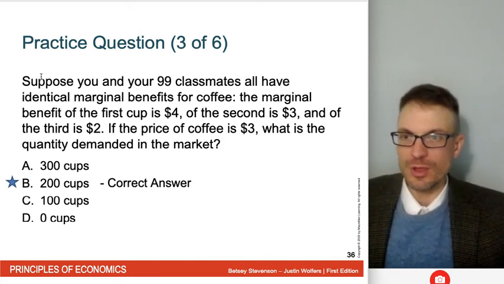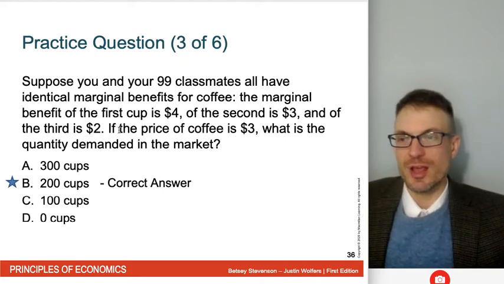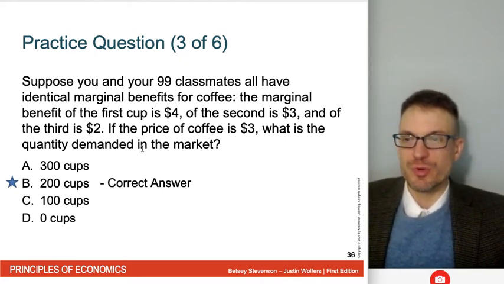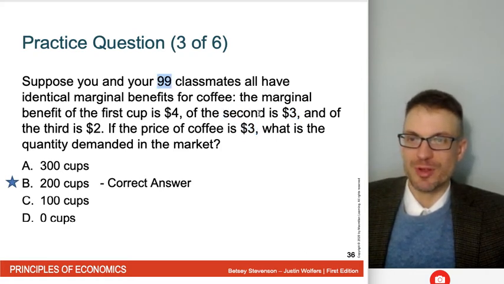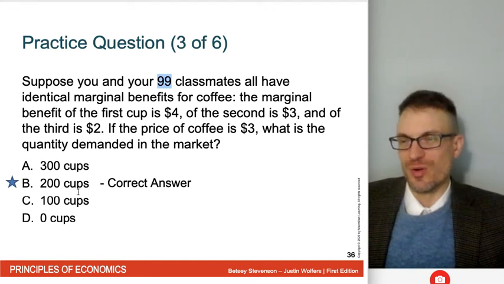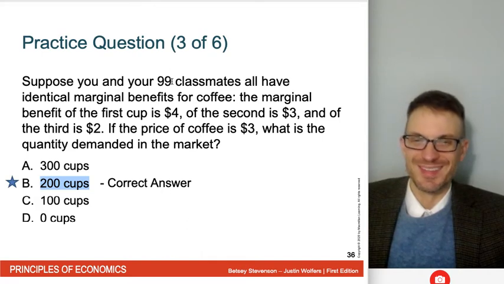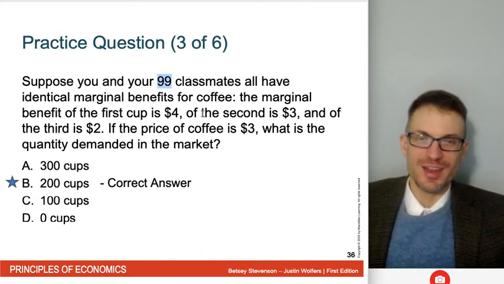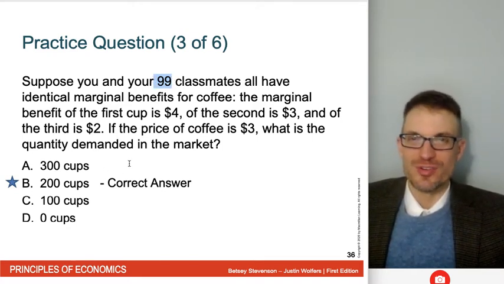Okay. So suppose you and your 99 classmates all have identical marginal benefits for coffee. The marginal benefit of the first cup is 4, marginal benefit for the second is 3, the third is 2. If the price of coffee is 3, what's the quantity demanded in the market? Oh, well, we did this already, right? If the marginal benefit is 3 and the price is 3, you buy 2. But we have 99 people, so 2 times 99? Okay, best answer is 200. Oh, you and 99. I forgot to count myself. So 100 times 2, right, is 200.